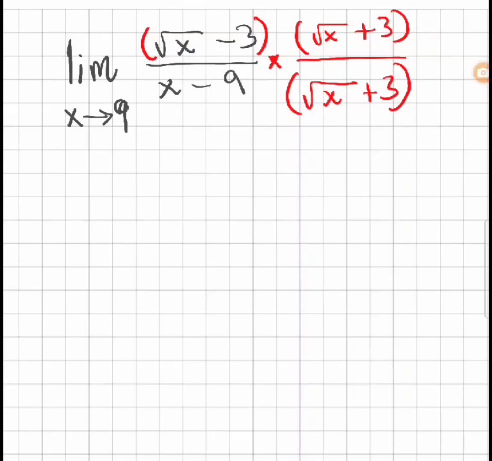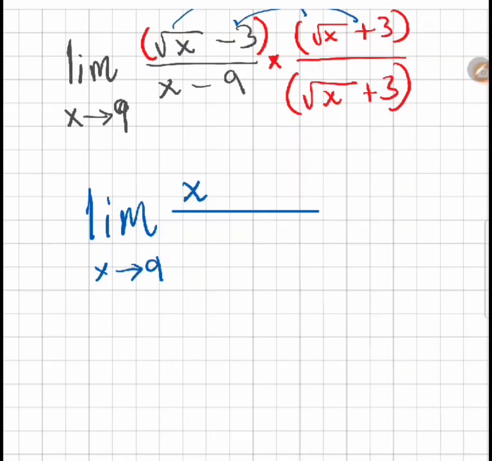So in the numerator, we need to FOIL. So the square root of x times the square root of x is the square root of x squared, which is simply x. And then we have the square root of x times 3. So that's going to be plus 3 square root x. And then these two will form -3 square root x. And finally, we have -3 times positive 3, which is -9.